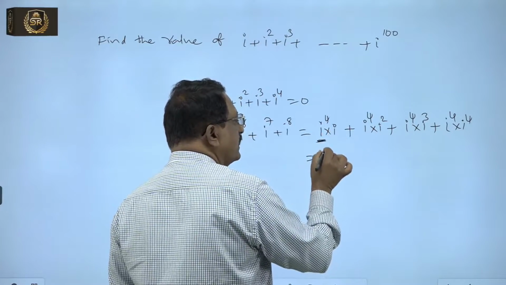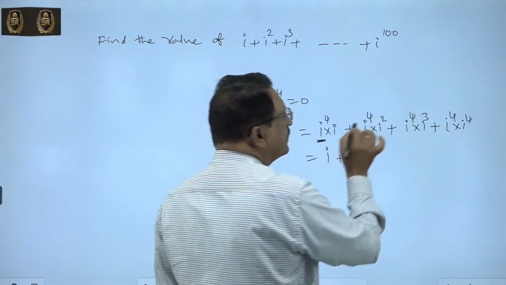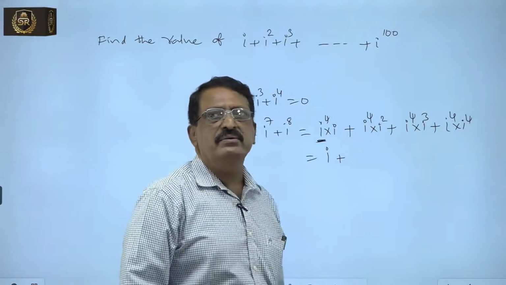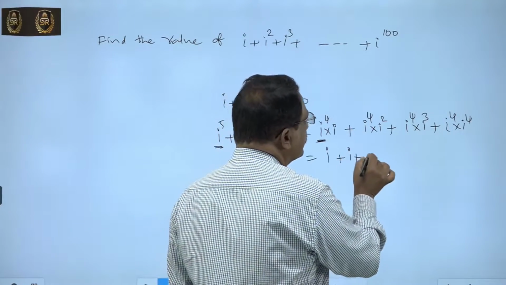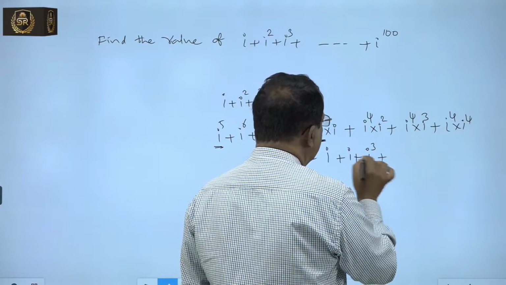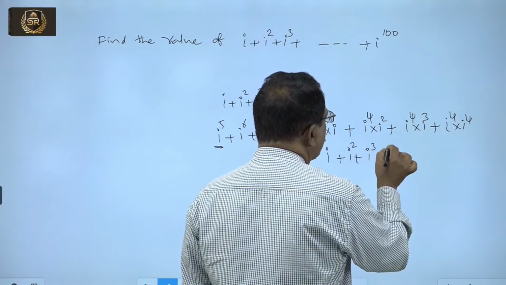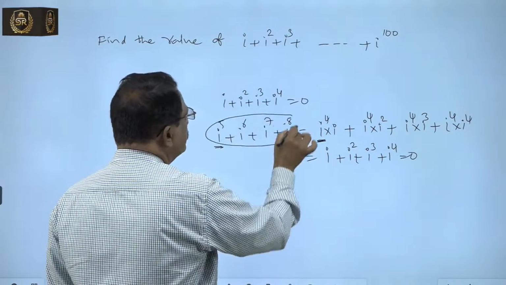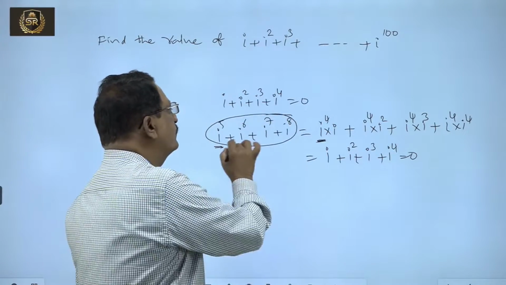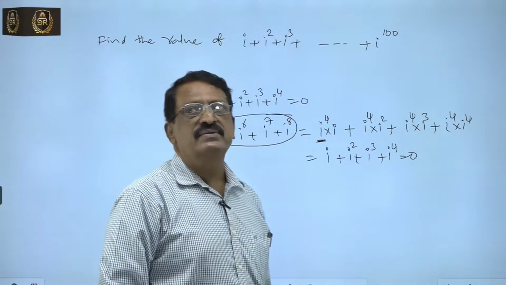1 into i plus i to the power of 4 into i square, but i to the power of 4 is always 1, so we get i plus i square plus i cube plus i to the power of 4. Again it is 0. This means the sum of 4 consecutive terms is 0.